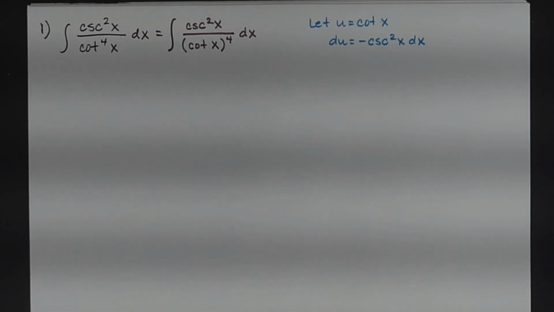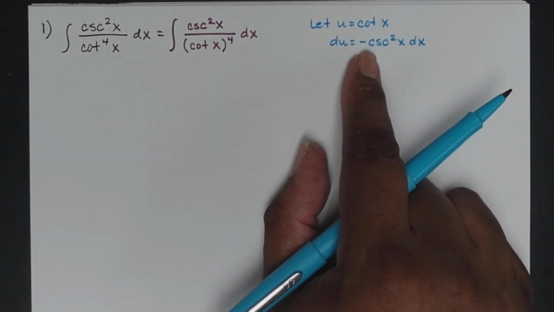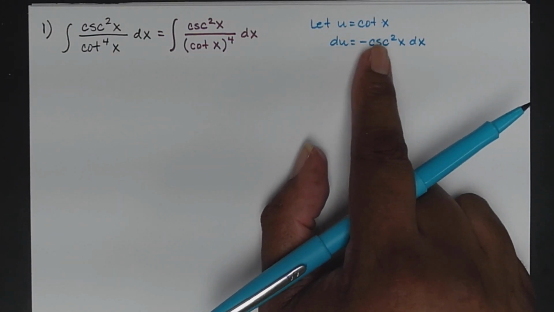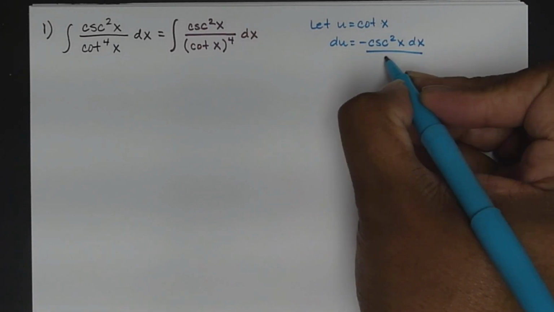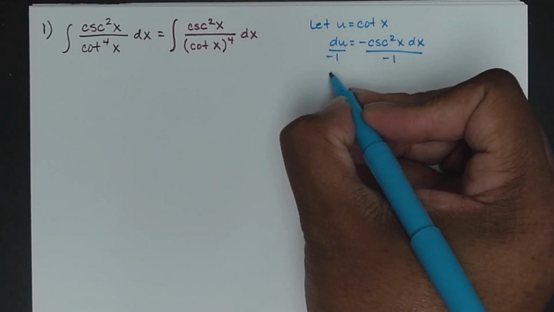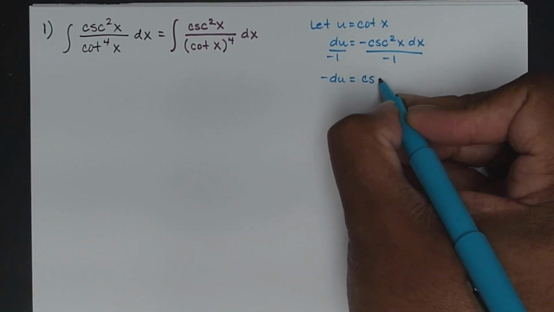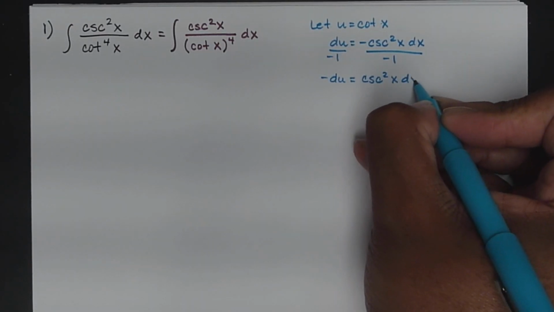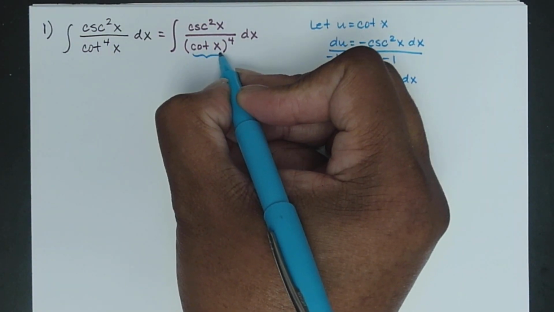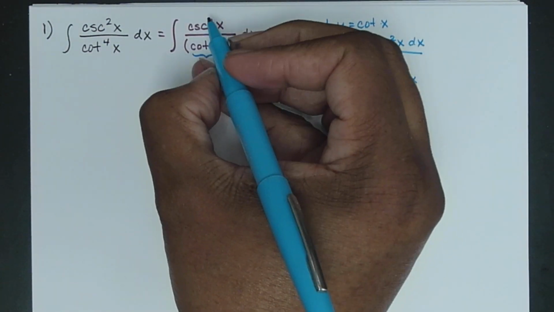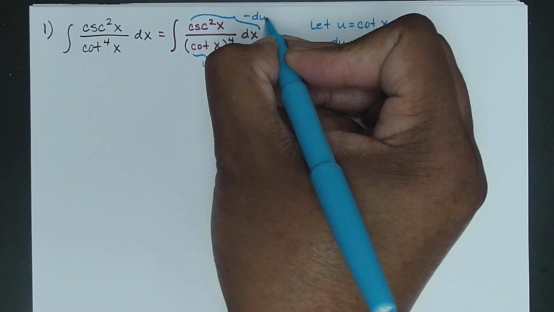Okay. Now, I got cosecant square of x dx, but here I got negative cosecant square x dx. Well, if I want that to be the same as this, when I do my substitution, I need to divide both sides by -1. Or I could multiply both sides by -1. So it'd be negative du equaling cosecant square of x dx. Now I can do my appropriate substitution here. Here cotangent of x would be u, whereas cosecant square of x dx, that's going to be negative du.